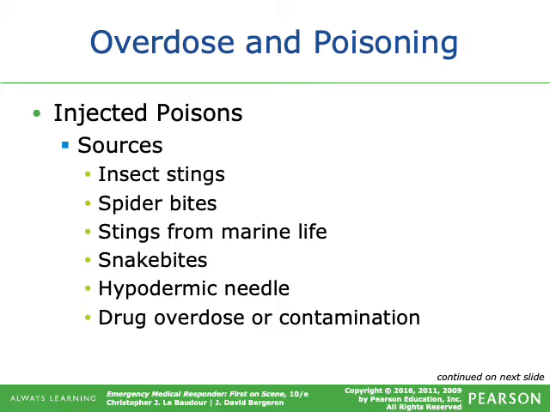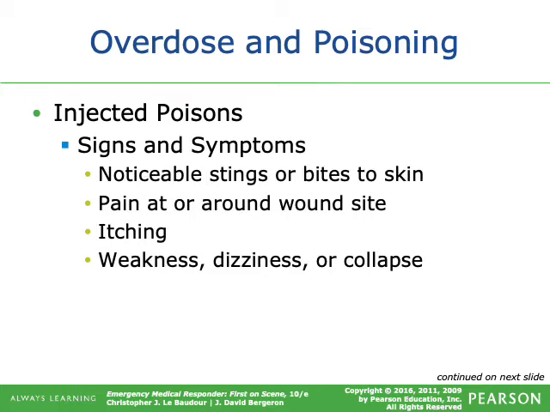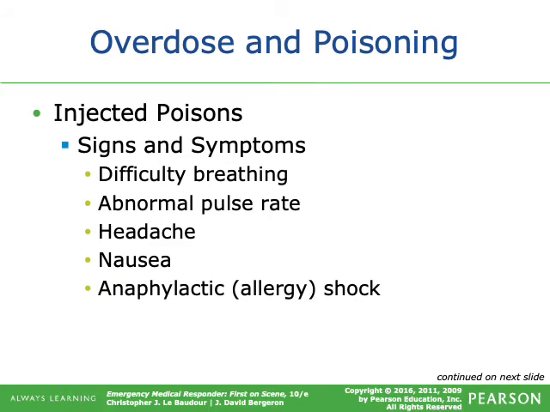Alright, some common injected poisons are going to be from insect stings, spider bites, stings from marine life, snake bites, hypodermic needles, drug overdose or contamination. Some signs and symptoms of injected poison are going to be noticeable stings or bites to the skin, pain at or around the wound site, itching, weakness, dizziness, or collapse. Difficulty breathing, abnormal pulse rate, headache, nausea, anaphylactic or allergy shock. It's mostly known as anaphylactic shock.